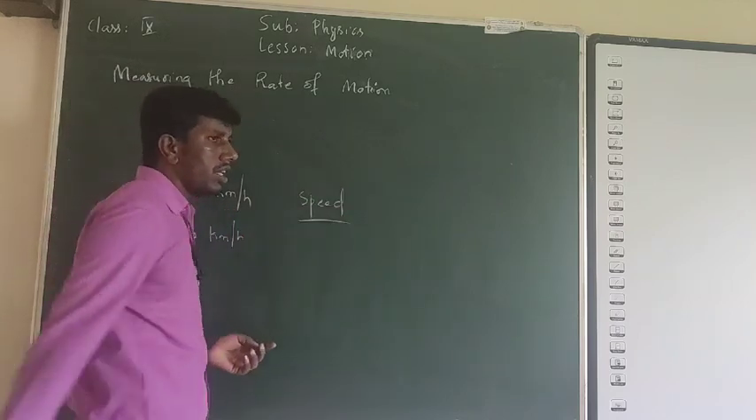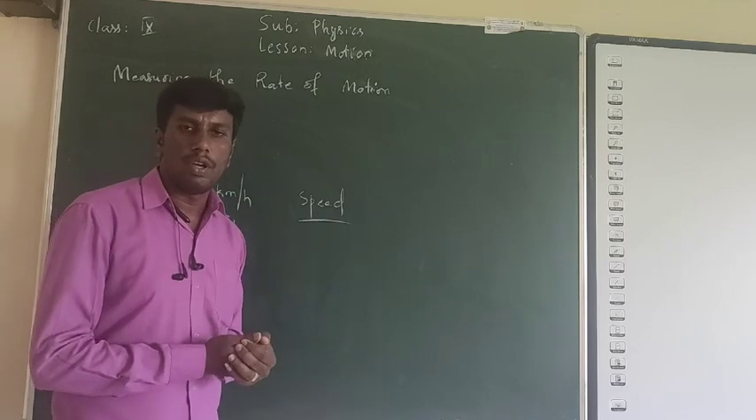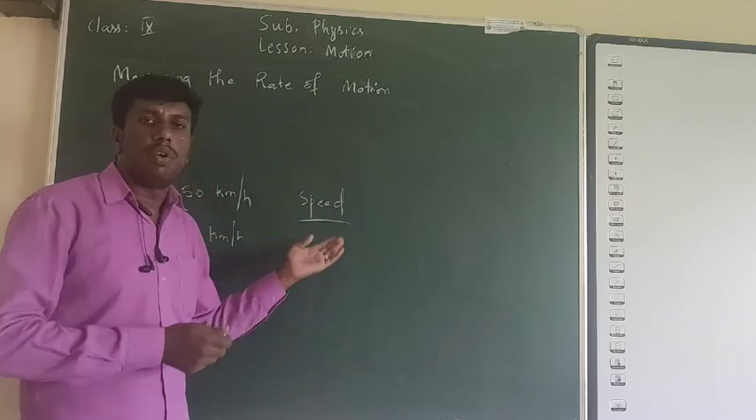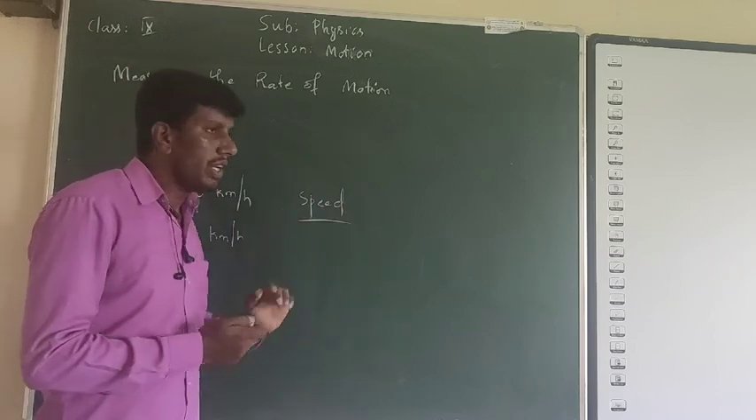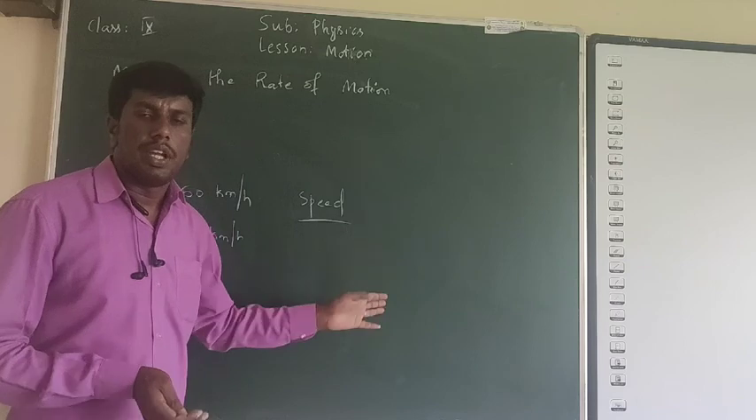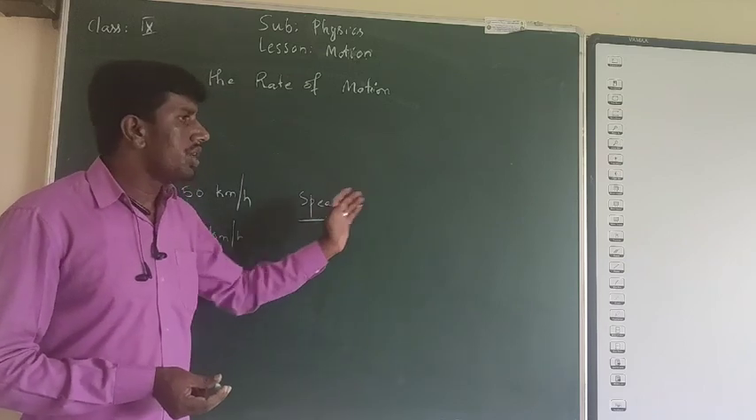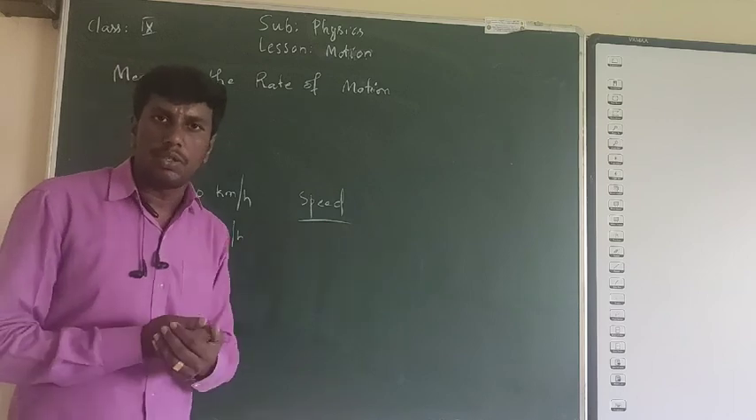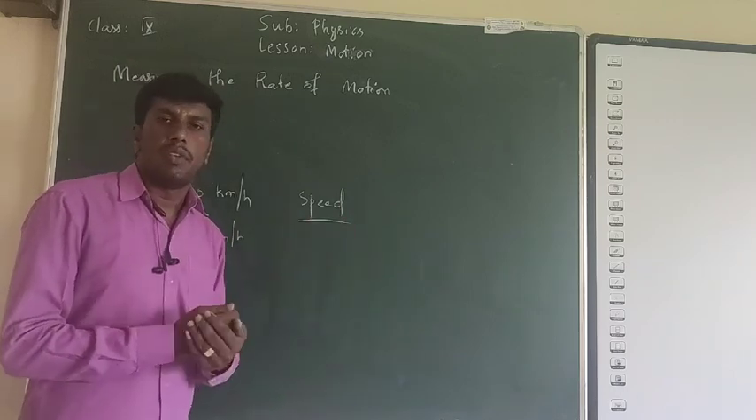This is again a new physical quantity. So let us learn about this physical quantity: whether it is a scalar quantity or a vector quantity, whether it has a direction, whether it has a numerical value, a magnitude. What is the unit of this? How to measure this? How to define this? Let us learn one by one.